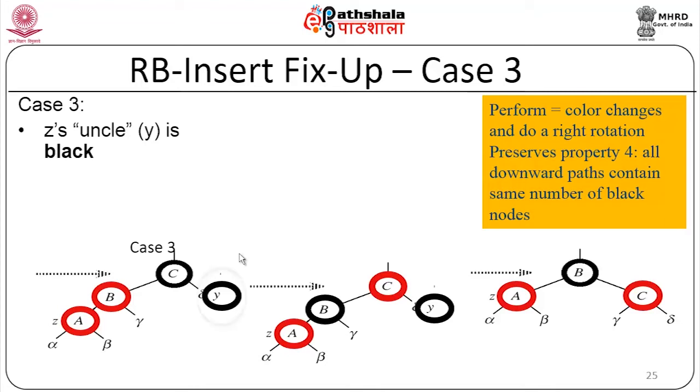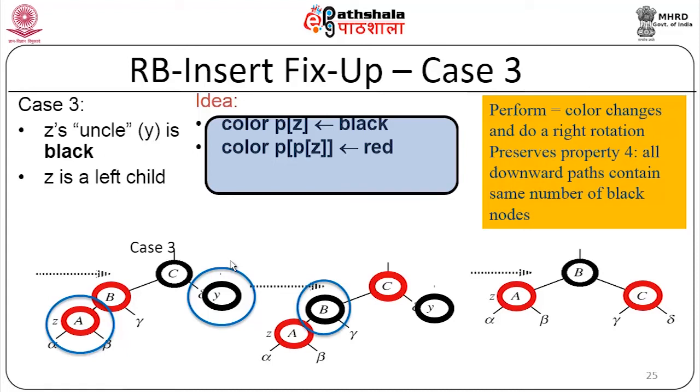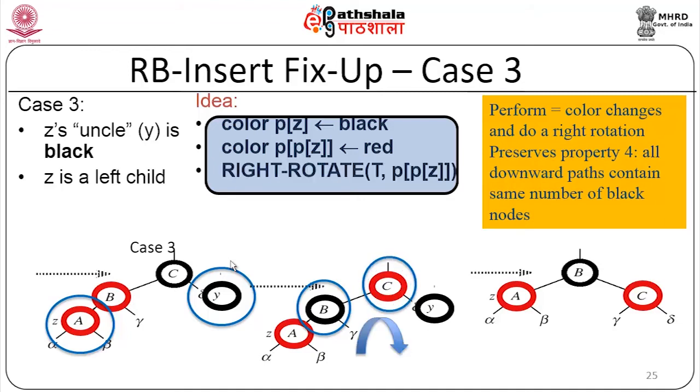So Z's uncle Y is black, and Z is a left child, whereas there it was a right child; those are the two properties. Now, the idea is to color the parent of Z black. So B is colored black. Then color the grandparent red, which we have done, and do a right rotate of T with the parent of Z. So rotate B about C. If you rotate that, you get this and you have the balanced tree. Only in case 3 do you do a rotate; there we did basically a color change, here we do a right rotate.